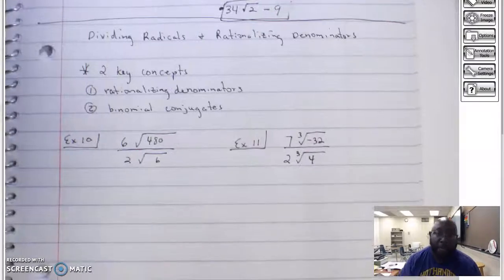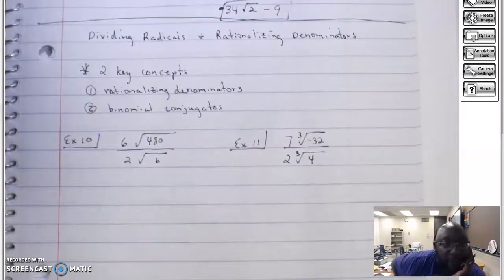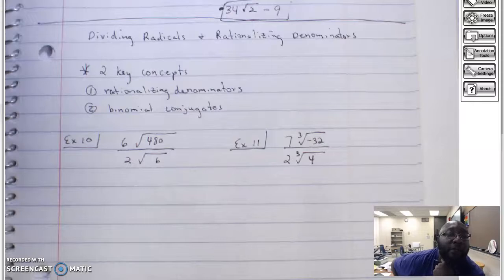So I'm back for my fourth installment. Should be the final video for radical and rational exponents, dealing with these expressions.